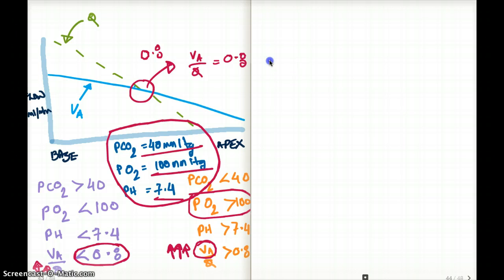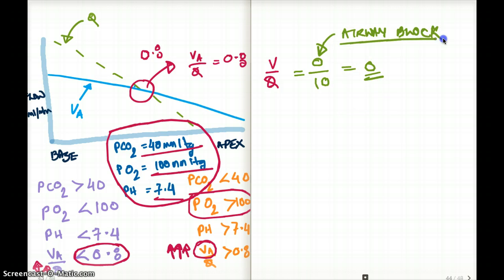Okay, so we have VQ. Let's imagine that V becomes 0 and let's say Q is, I don't know, let's say 10. What is the answer? 0 divided by 10 is going to be 0. What does that really mean? When does ventilation become 0 and we have a value of perfusion? Ventilation becomes 0 when there is an airway block. So if your VQ mismatch is 0, that means there is an airway block.